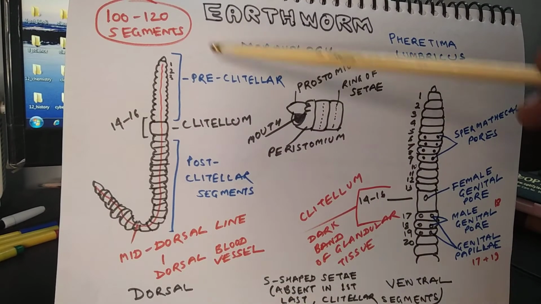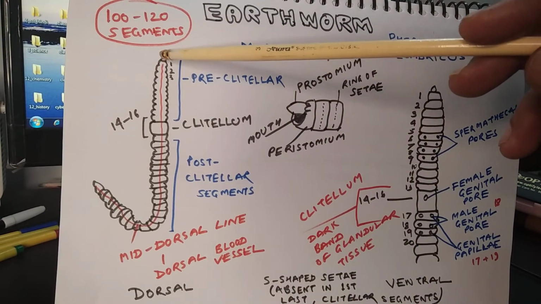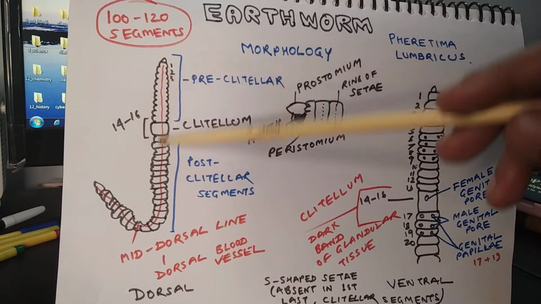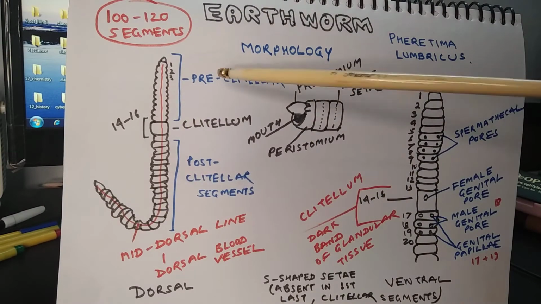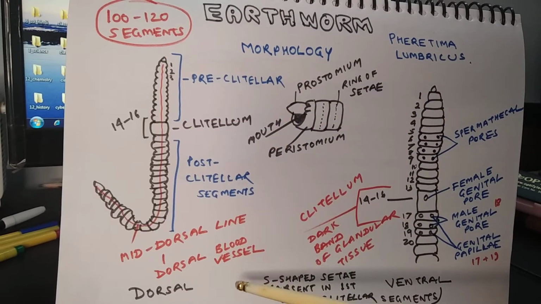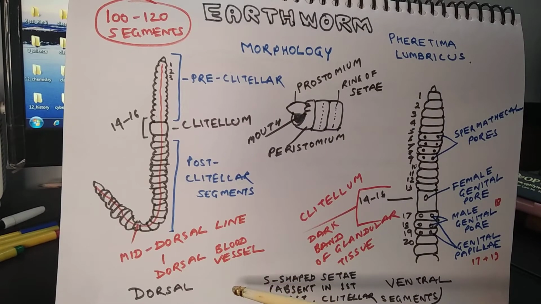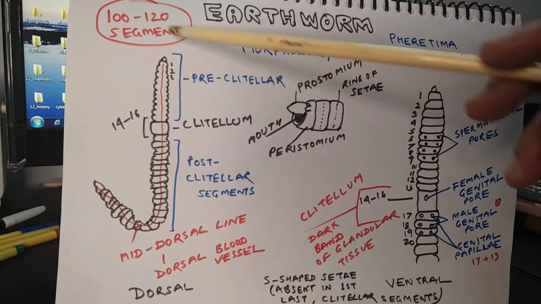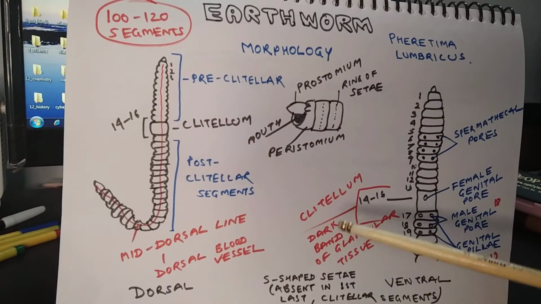You can observe a mid-dorsal line passing longitudinally through the body of the earthworm, and this is somewhat darker in appearance. This appears because of the presence of dorsal blood vessels which lie below the body wall. So, this is the dorsal line.